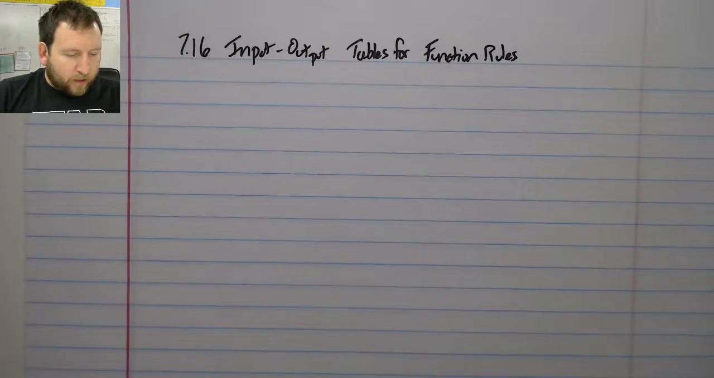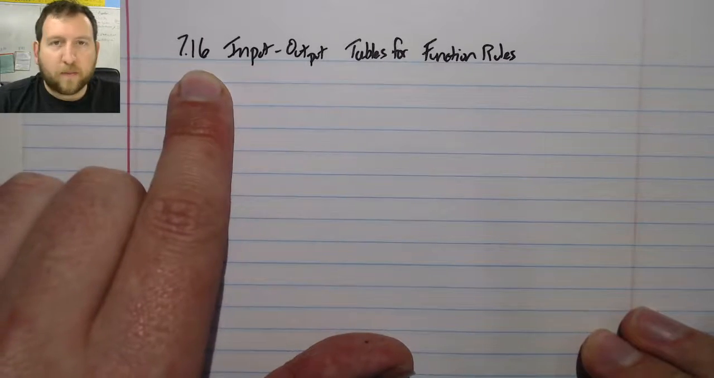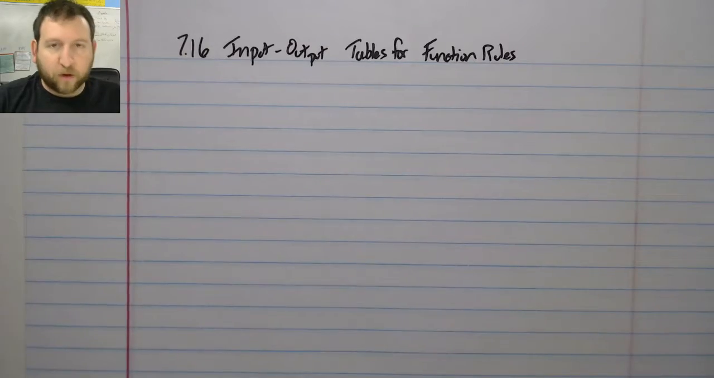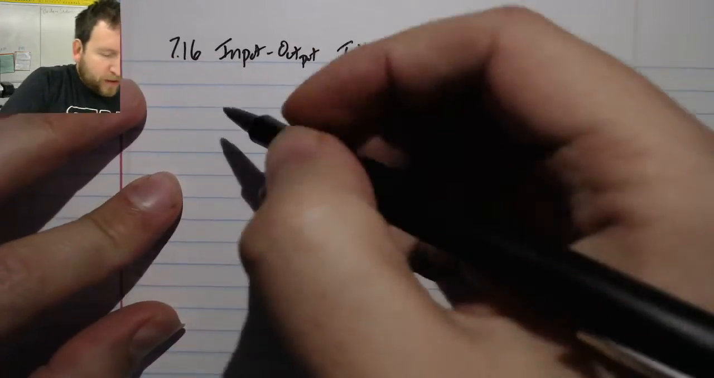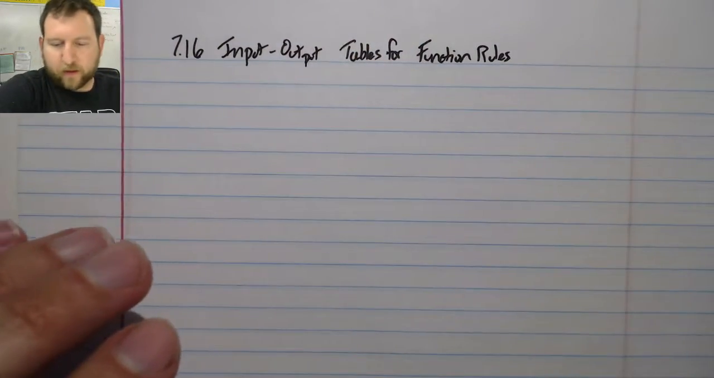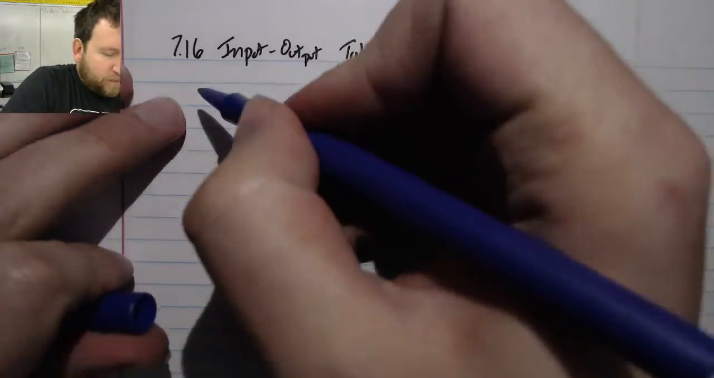All right, let's talk about 7.16 input-output tables for function rules. We have been talking about these things, these functions.